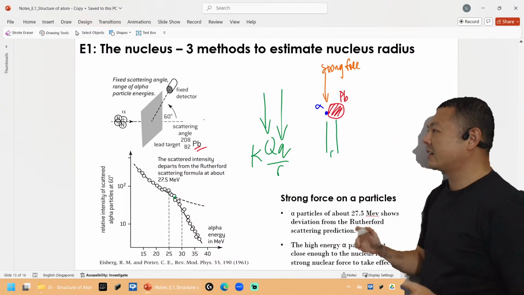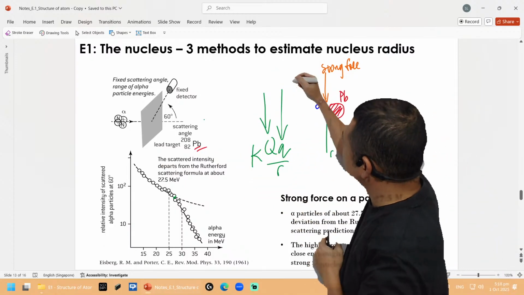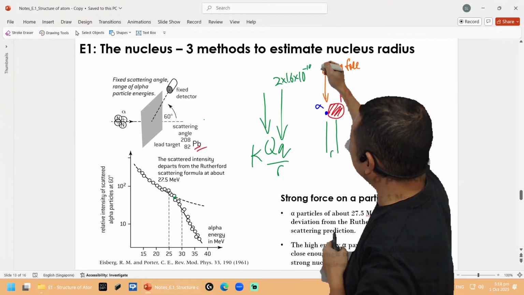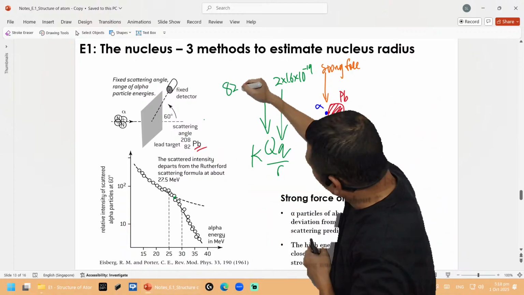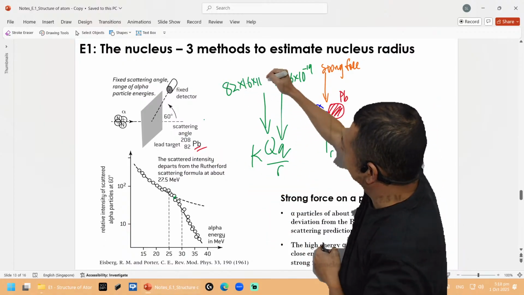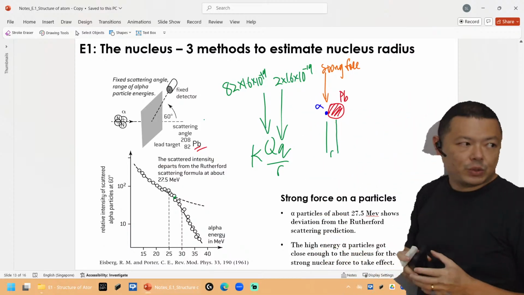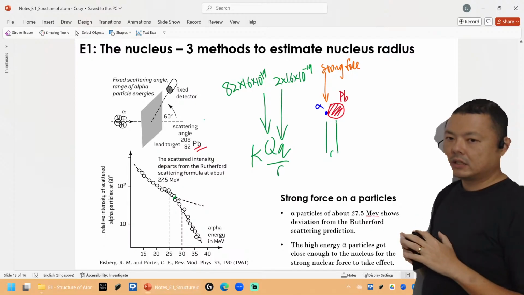So what's this Q and Q? Charge of lead and charge of the alpha particle. Right now, tell me what's the charge of the alpha particle? So 2 times 1.6 times 10 to the power minus 19. And what's the charge of the lead nucleus? 82 times 1.6 times 10 to the power minus 19 coulombs. Anyone wondering why it's 82? No? Okay.